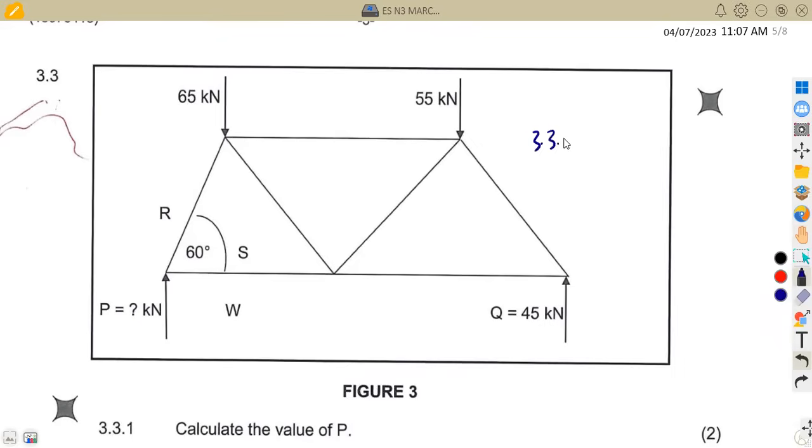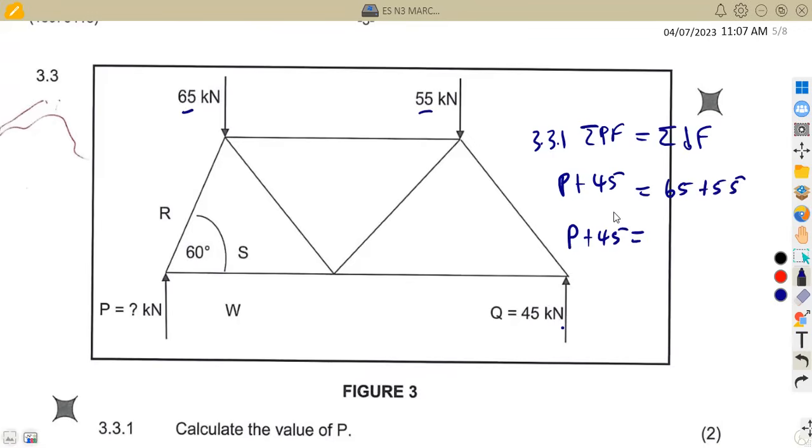So that's 3.3.1. The sum of upward forces from our Newton's third law is equal to the sum of the downward forces. That means P plus 45, which is the upward force, is supposed to be equal to the downward force 65 plus 55 in this case. So P plus 45 is equivalent to the sum of the two, which is 120. So if we subtract 120 minus 45, this is going to give us 75 kilonewton. So we have our P here, which is 75 kilonewton in this case.